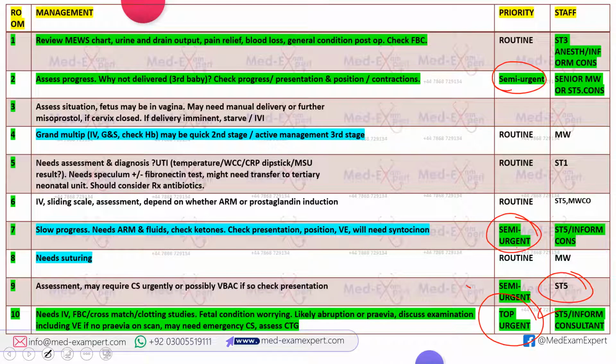Then the rest, I can see that they are routine cases and can be managed. But yes, this is going to be my top urgent case, then semi-urgent, then semi-urgent, then semi-urgent. So this is how I'm going to manage my labor board.